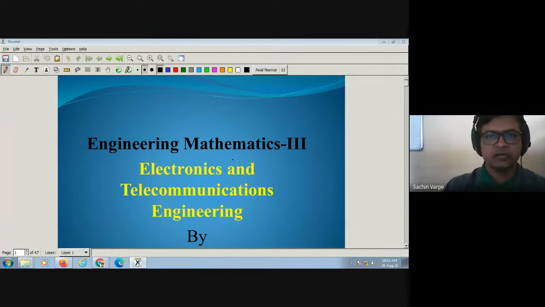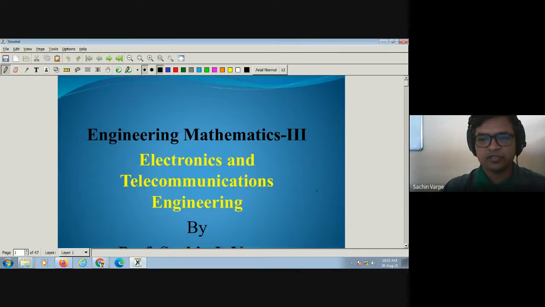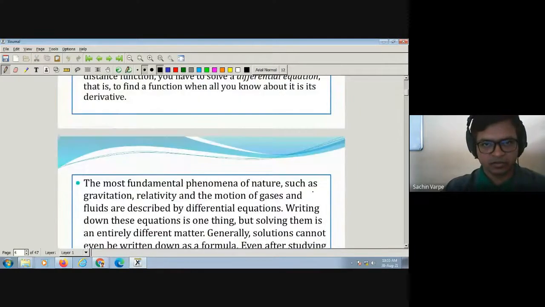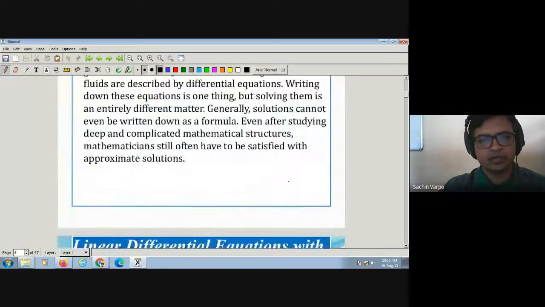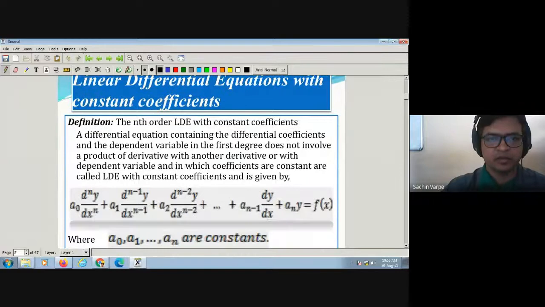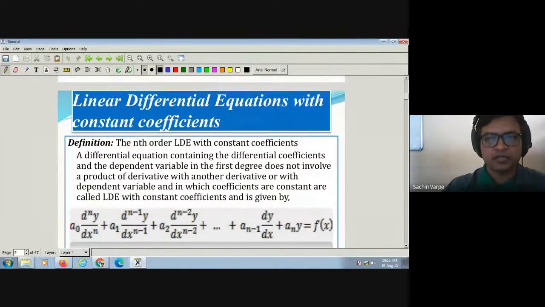Okay. So we have started our discussion with the linear differential equation with constant coefficient in the last lecture, right? We have discussed a differential story and some basic preliminaries required for the differential equation. So the first basic definition of linear differential equation with constant coefficient we have discussed in the last lecture.